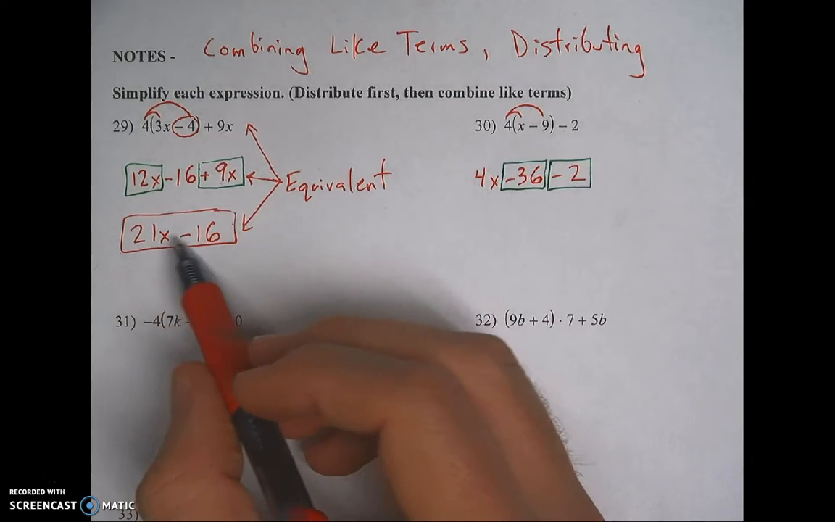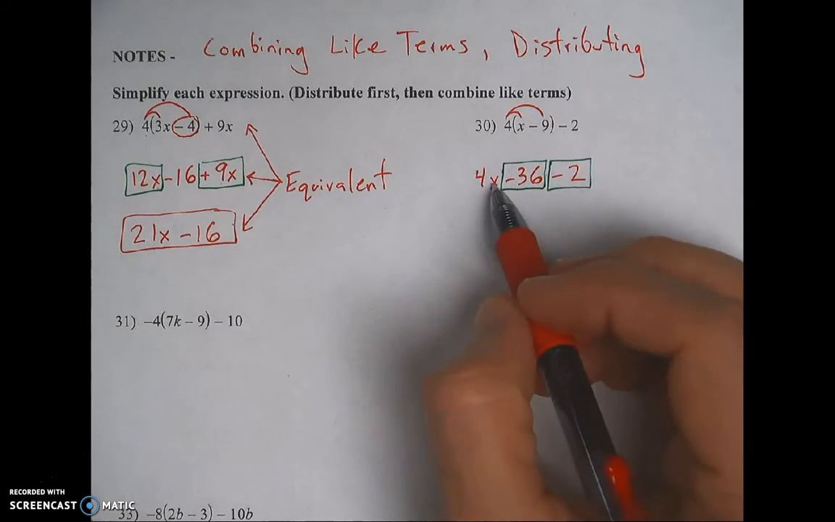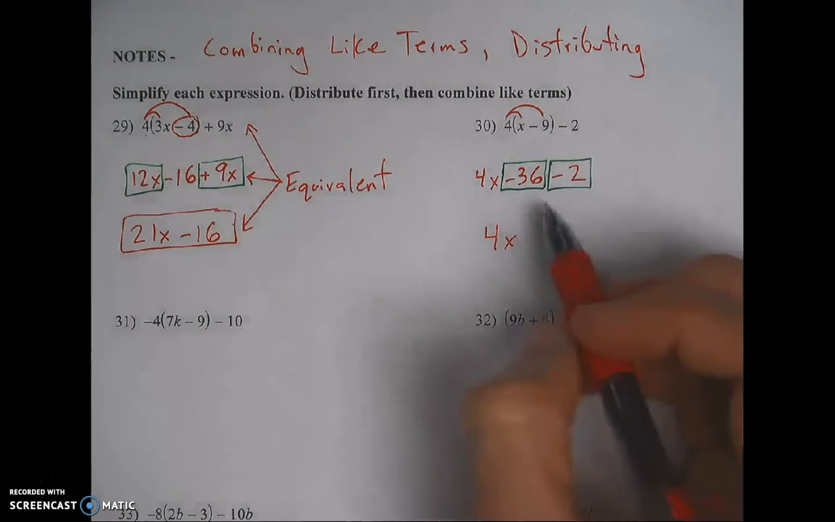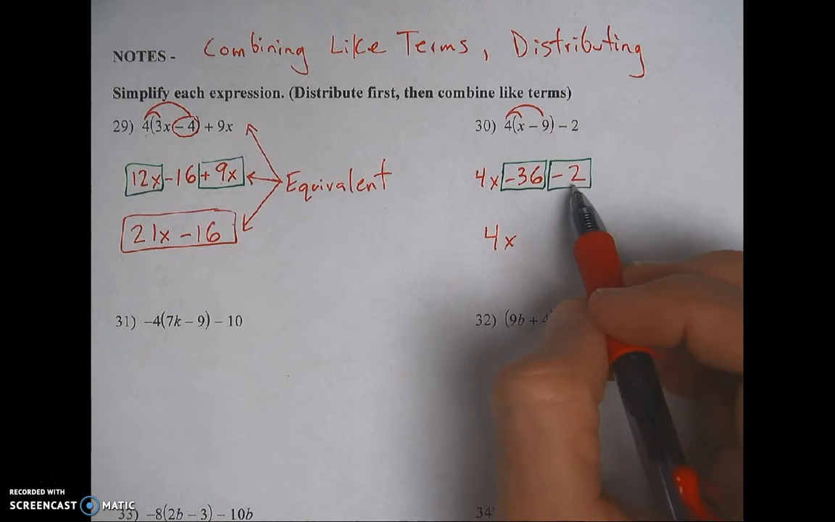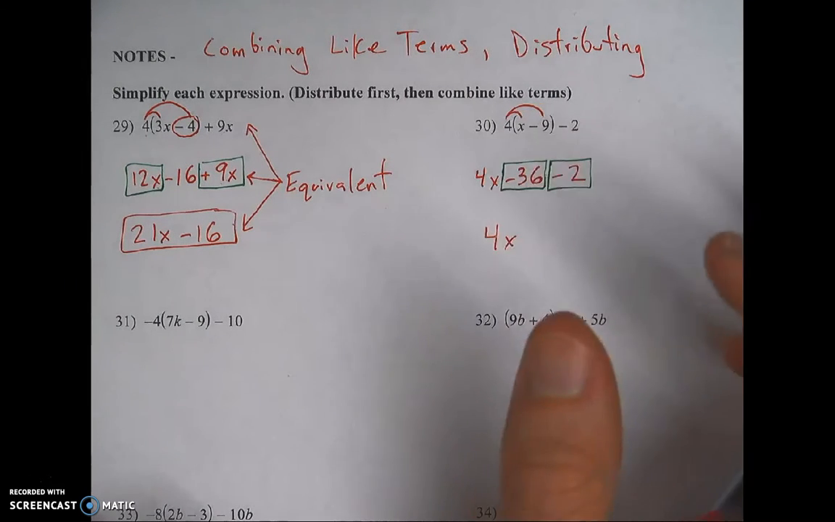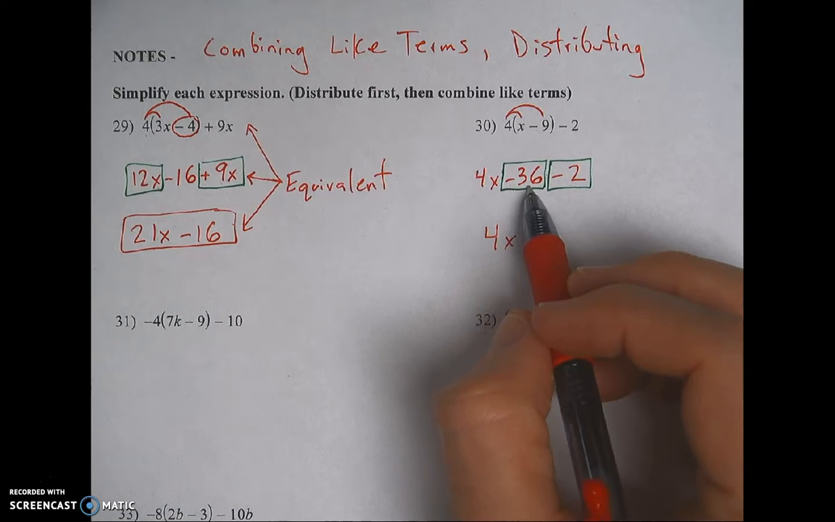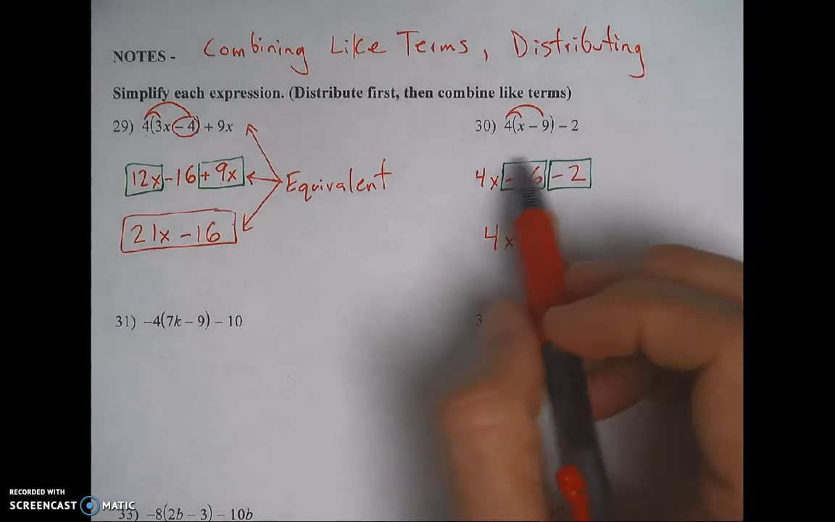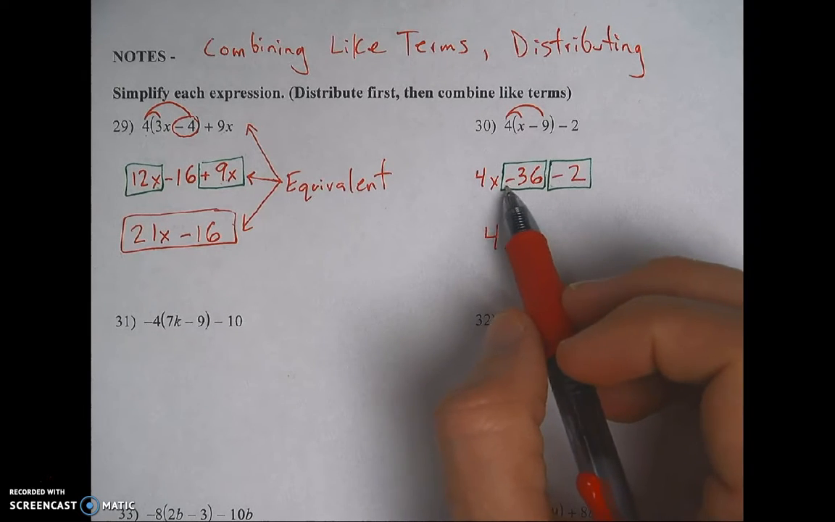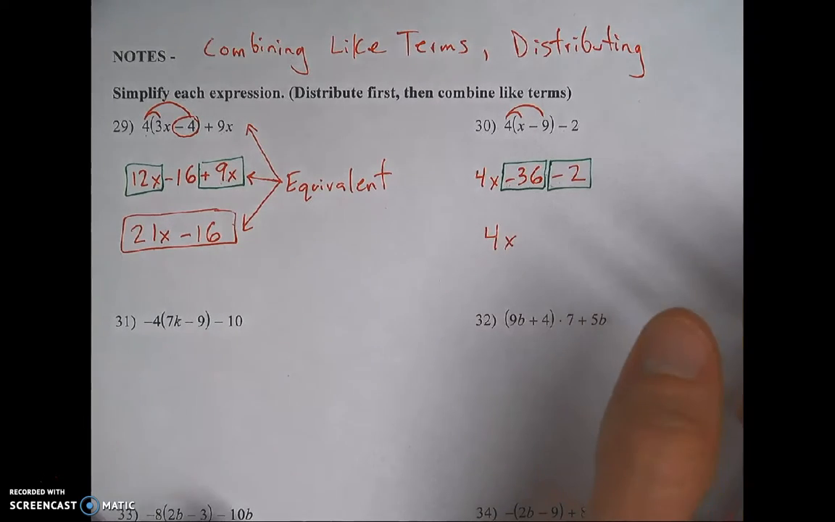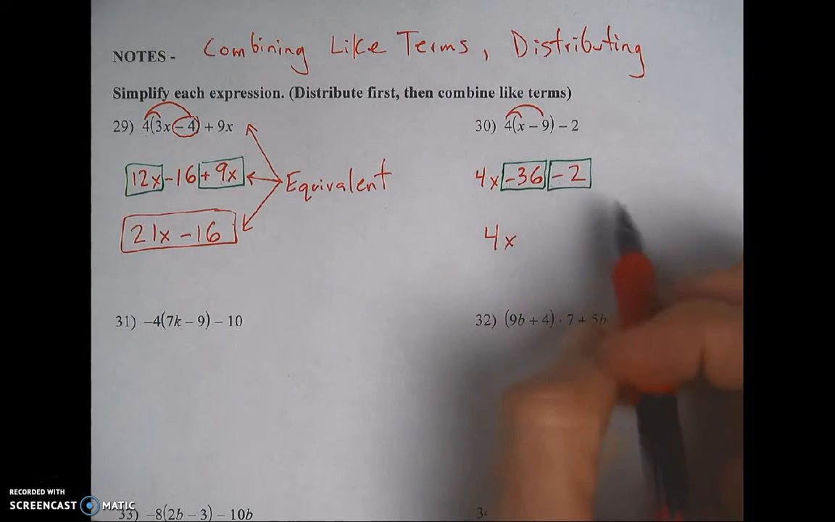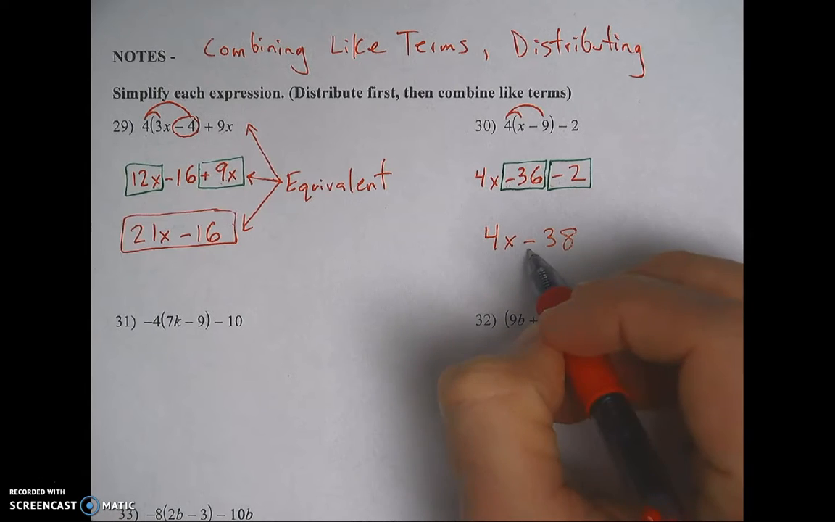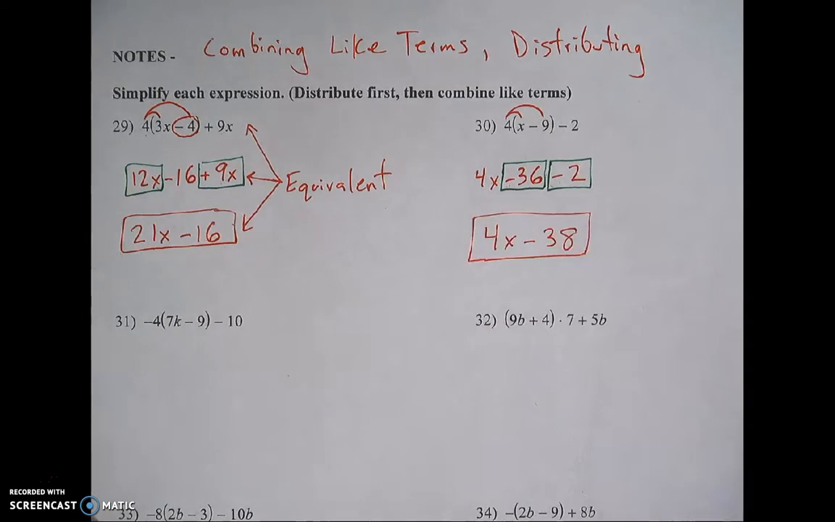Now our final answer in correct form has the variables first. So I'm going to start with my 4x. There's nothing that it can combine with, so it just comes down. Negative 36 and negative 2. You're adding them together. Or you could think of it as negative 36 minus 2, because plus negative 2 is the same thing. I just like to look at them as the numbers themselves with the negatives, and I'm just adding them together. So when I add a negative 36 and a negative 2, that's a negative 38, which I write as a minus, and that's my final answer.